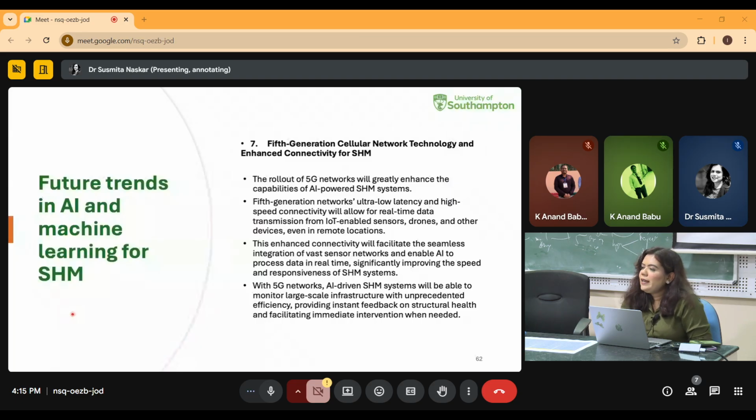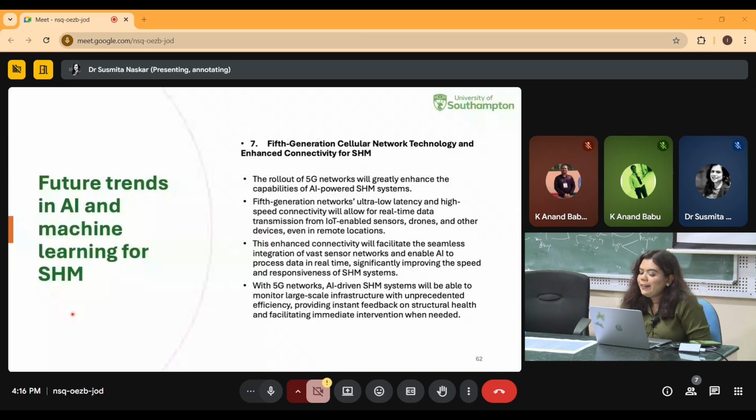So how is this being enhanced? This actually enhances the connectivity quite a lot, allowing a very seamless integration. When we are discussing the drone, one of the issues is connectivity, especially when you have a vast number of sensor networks for IoT cases. So the AI system can actually process those data instantly and improve the speed and responsiveness of the monitoring. So that's how it actually works out.